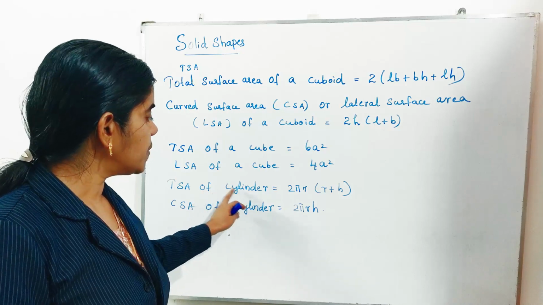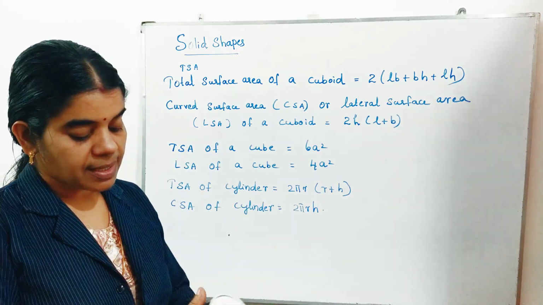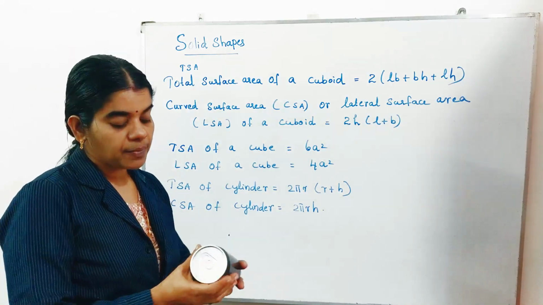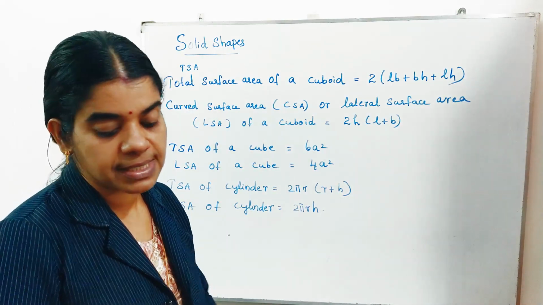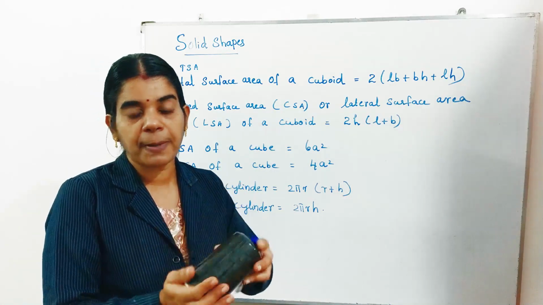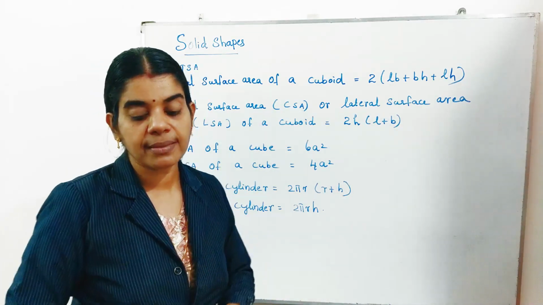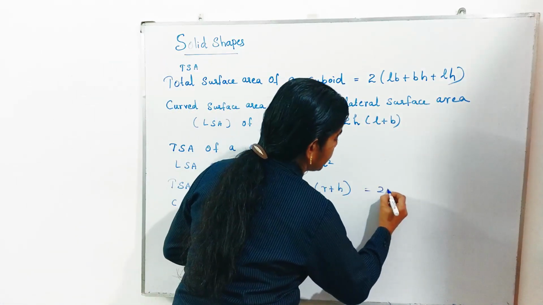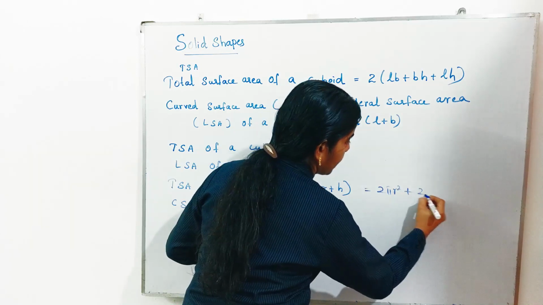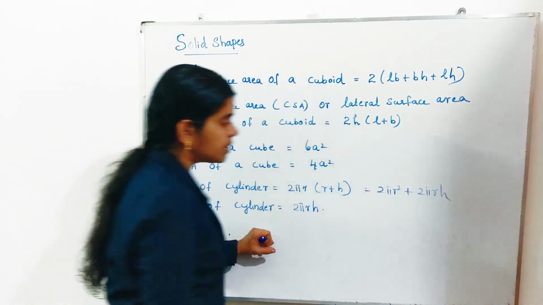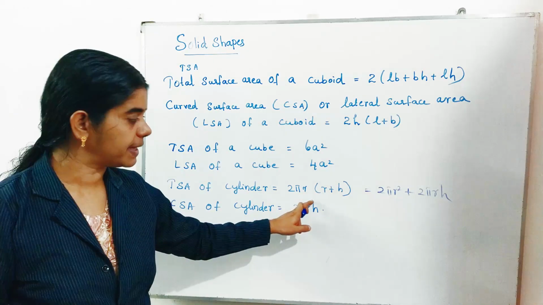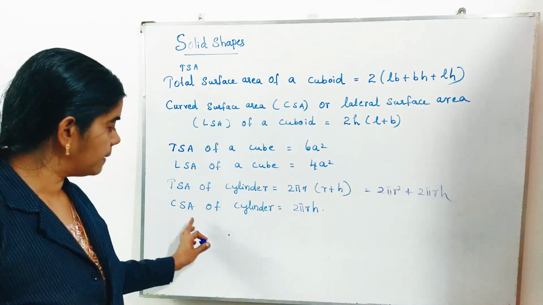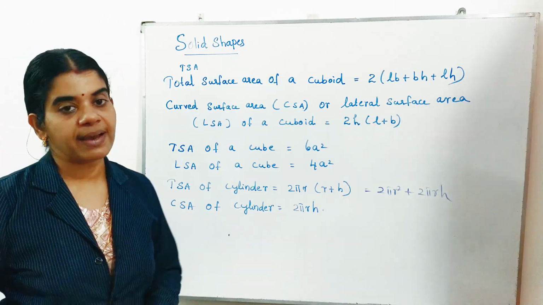The curved surface area is equal to 2 pi r h. Then we want to add these 2 circular faces. One circular face's area will be pi r square, and this also will be pi r square. So total surface area is equal to 2 pi r square plus 2 pi r h. Here we can take 2 pi r common. Then 2 pi r into r plus h will be the total surface area of a cylinder. CSA of a cylinder is 2 pi r h.